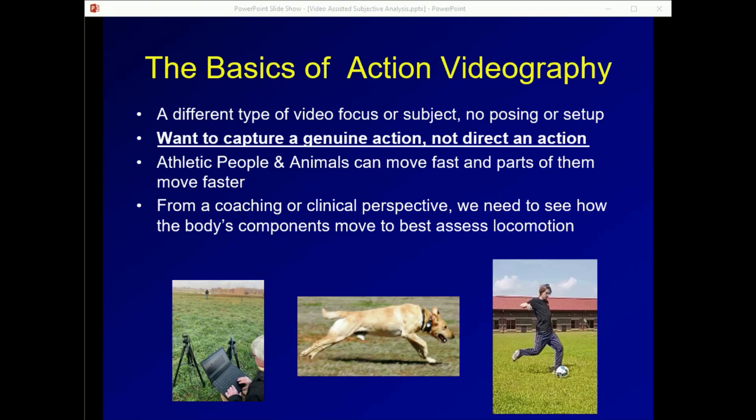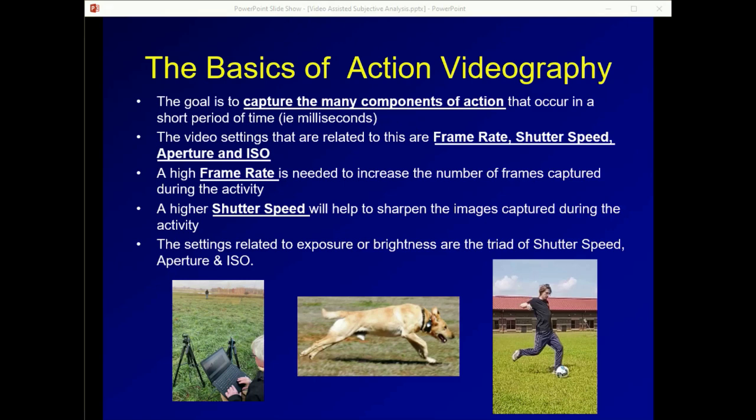Also, the subjects in action video are moving fast, and parts of them are moving faster. Many times, from a coaching or clinical standpoint, we will need to see how the body's components move to best assess locomotion. The goal is to capture the components of action that occur in a very short period of time. Many times, these may be milliseconds. The camera settings related to this are the frame rate, shutter speed, aperture, and ISO.